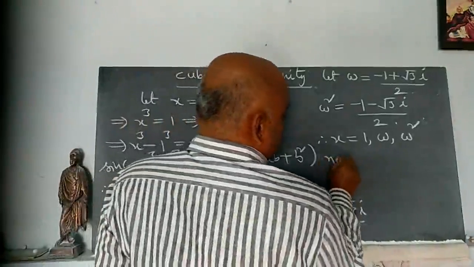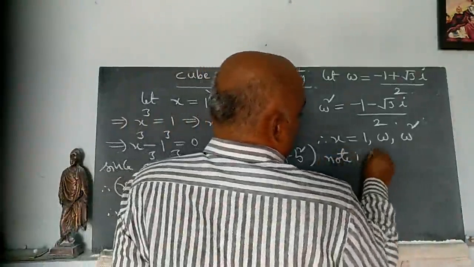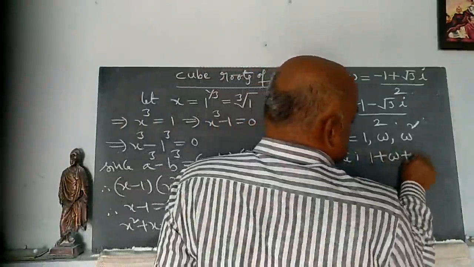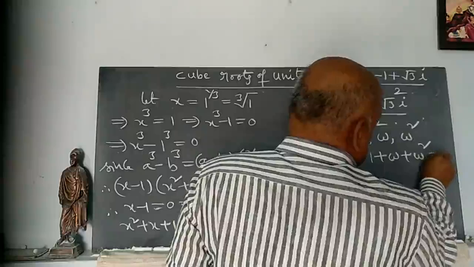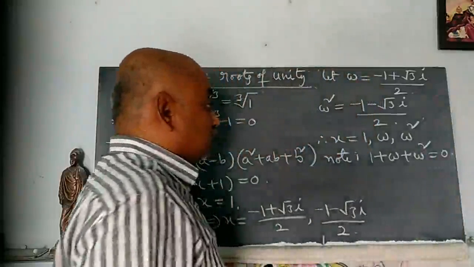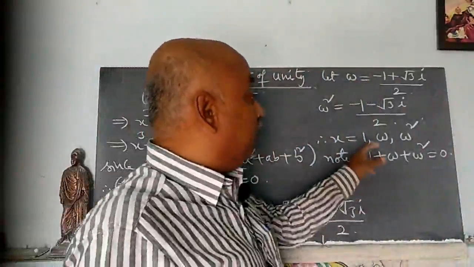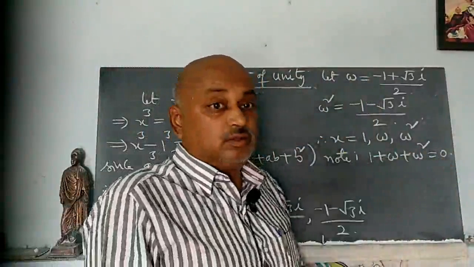Note: 1 plus omega plus omega square is equal to 0. The sum of cube roots of unity is always 0.